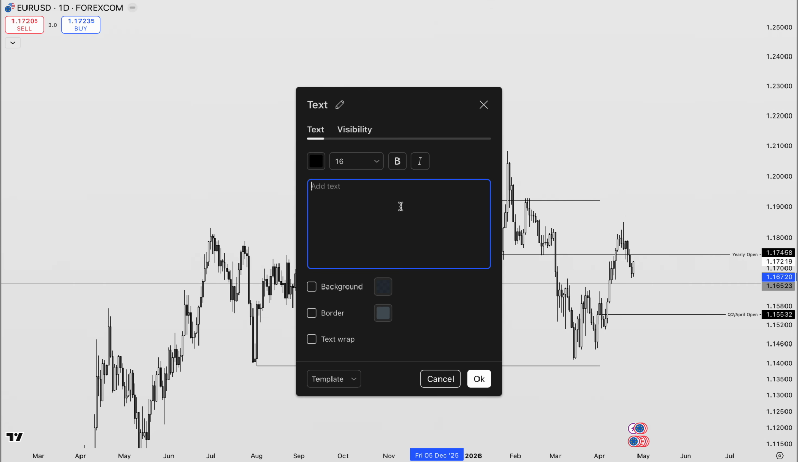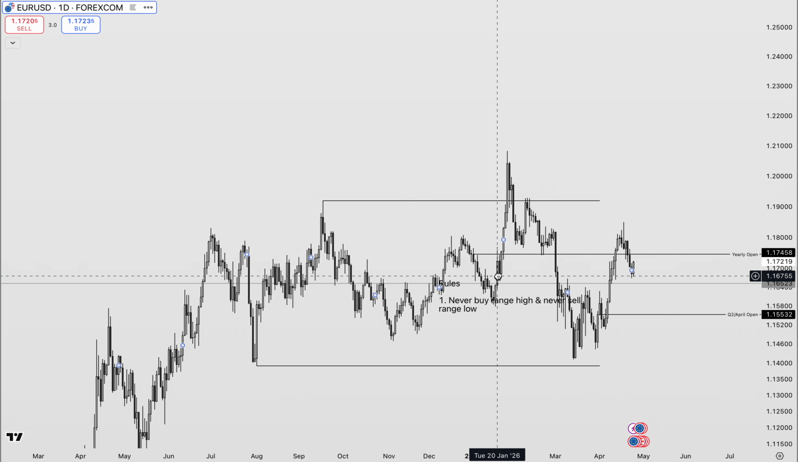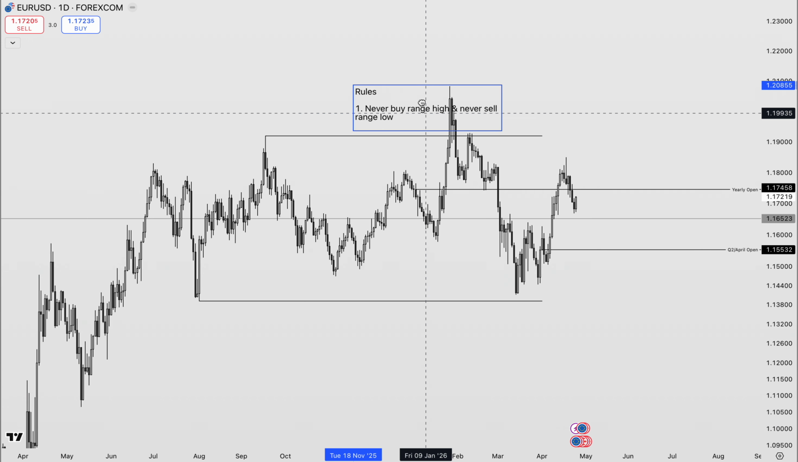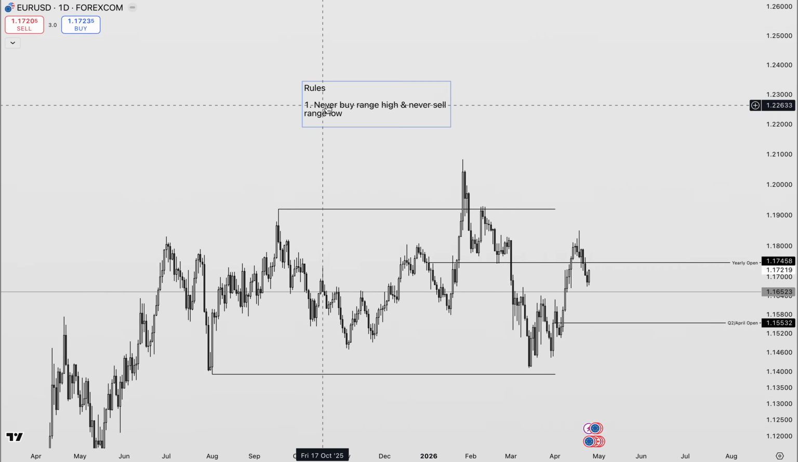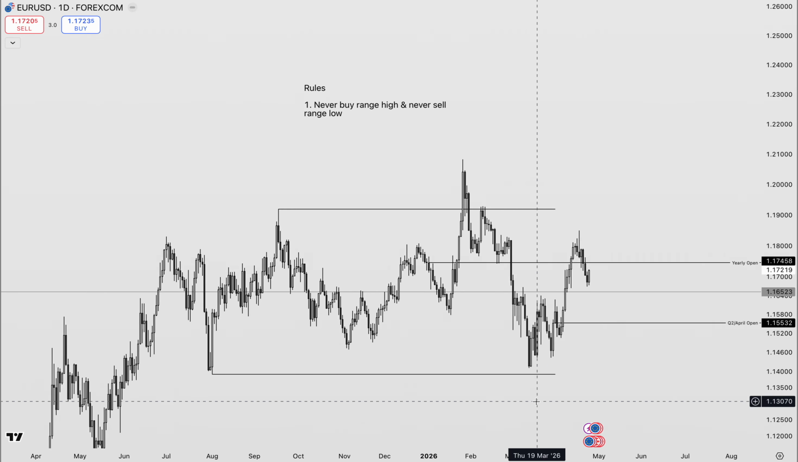Okay. Rule 1. Never buy range high and never sell range low. Okay, that's rule number 1. Put this up here, you can write it down. Never buy the range high and never sell the range low.